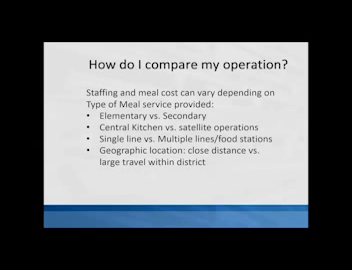Does your operation have single line or multiple lines or food stations? As you know, those multiple lines do require more staffing than a single line operation. And also within the state of Nevada, the geographic location may affect your travel time, whether your kitchens are close or far apart, especially in relation to food delivery and charges you may be charged from your vendors and your suppliers. So you need to at least start to compare the operation with what your setup is and where you can start to make changes if you need them within your school food operation.